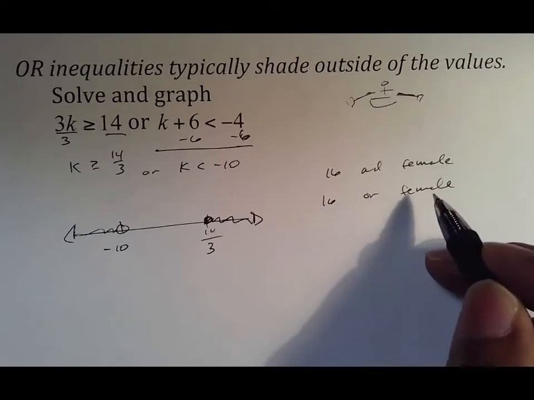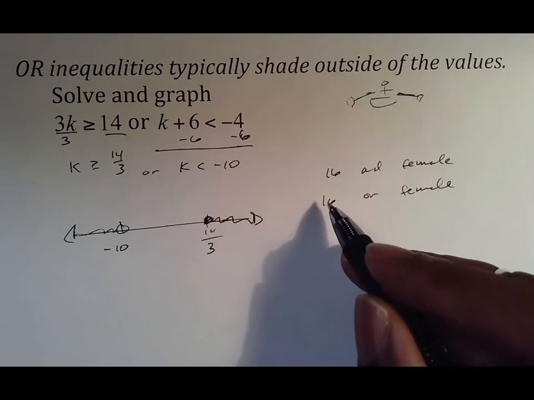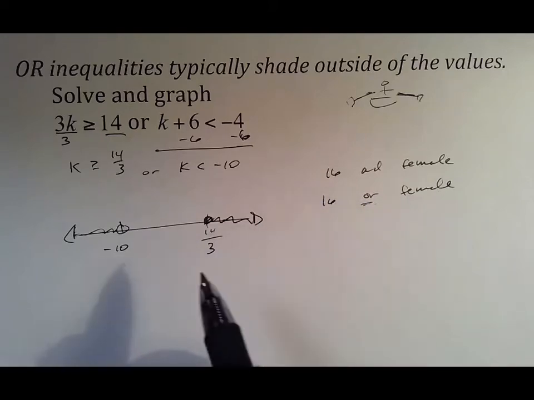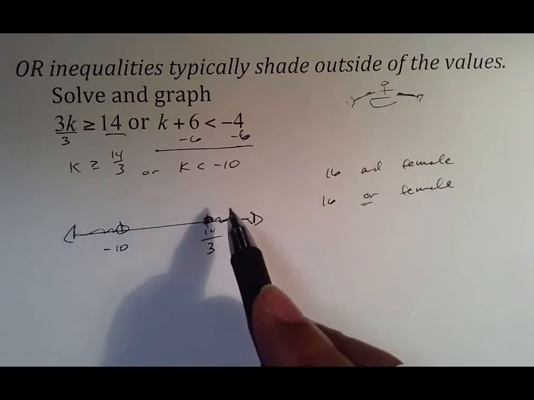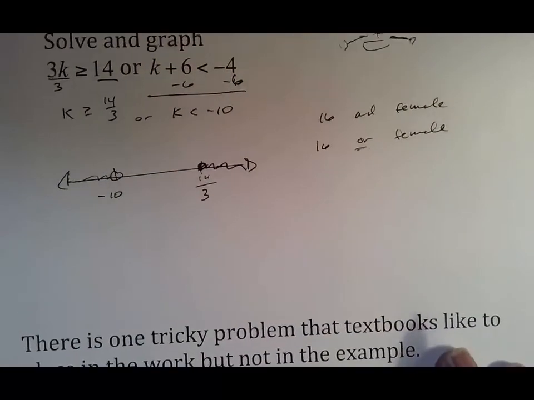So an 18-year-old female can go because she's a female. A 16-year-old male can go because he's 16. That's the power of or, and that's why or allows both of these, which is why it typically is the outside part. As I said, the oars on a boat is usually what you're going to see.